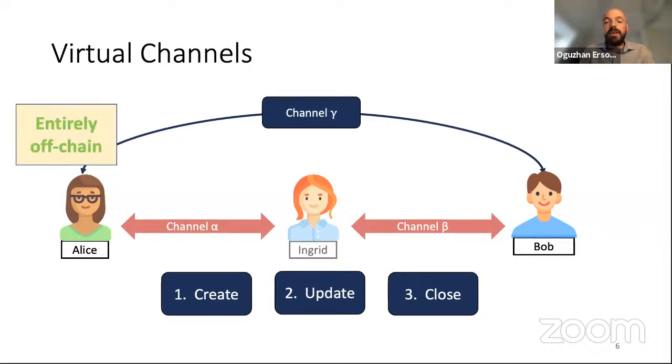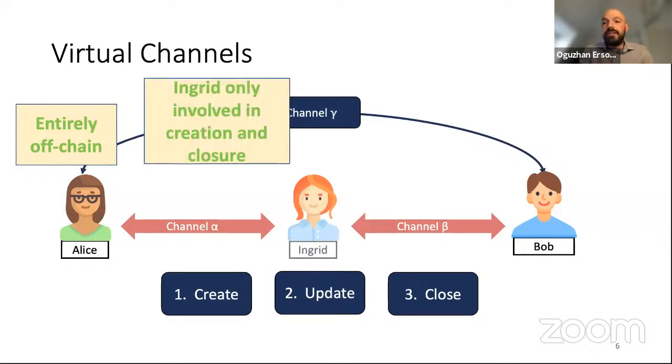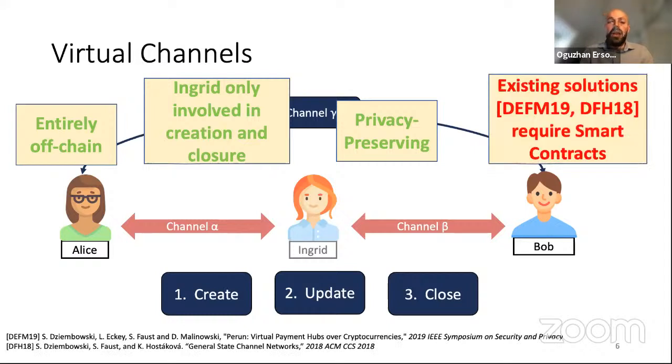The advantage of this is that everything is again offline, and Ingrid only needs to be involved for the creation and the closure of this virtual channel. So Ingrid doesn't need to be involved for every payment between Alice and Bob. And because of that, it also provides privacy for the individual payments between the parties. However, until this point, the existing solutions for the virtual channels require powerful Turing-complete smart contracts.